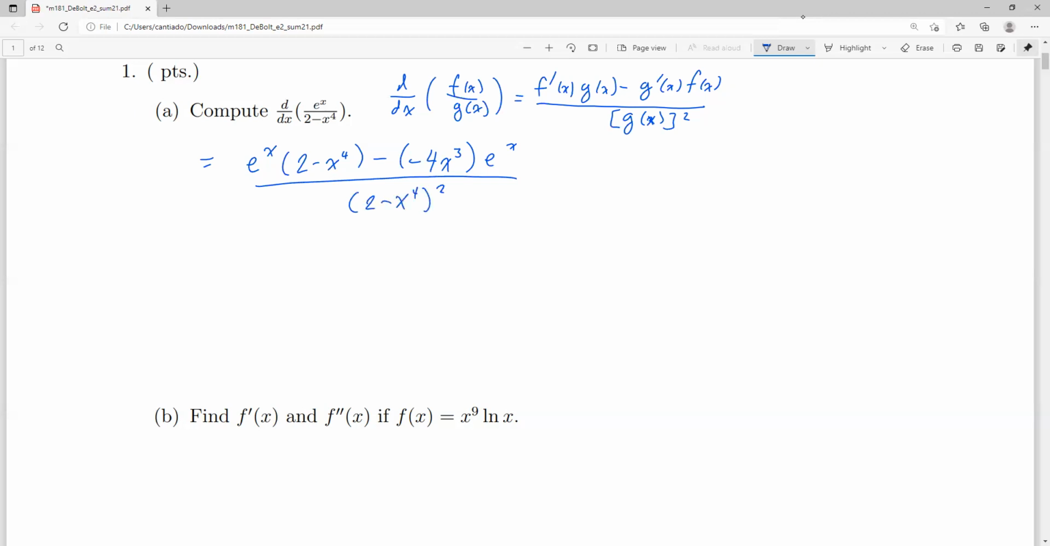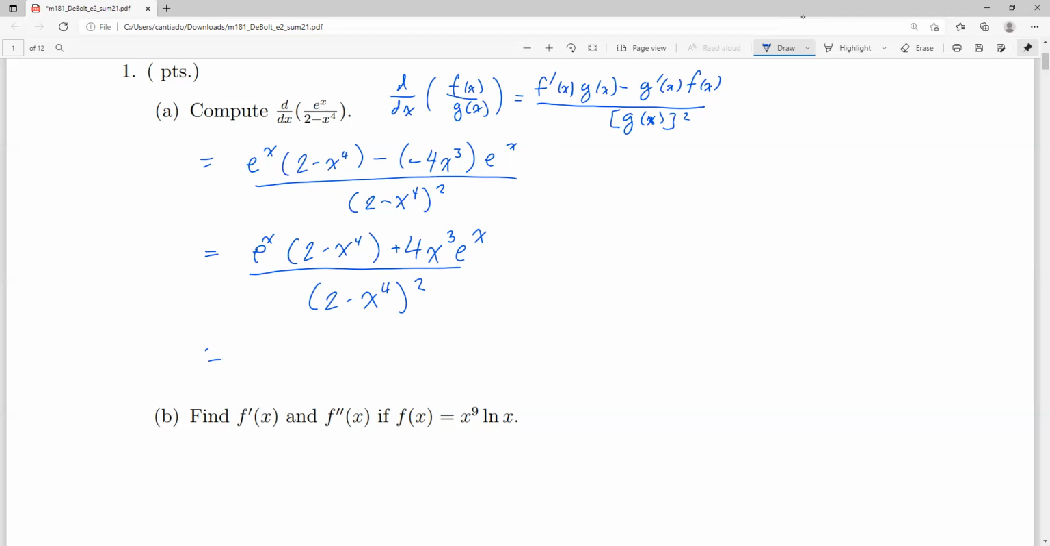All right, and then we're just going to simplify this a bit further. So if we look at the top, we have e to the x times 2 minus x to the fourth, and then the negatives cancel out. So this will be plus 4x cubed e to the x. And now we have all over 2 minus x to the fourth squared. And this is technically a valid answer. You could say you're done here.